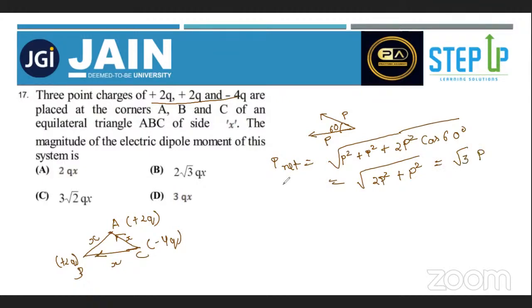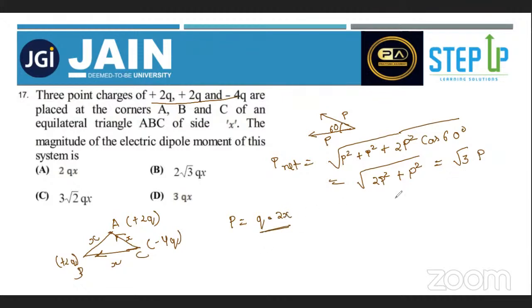Now what will be the magnitude of P? I know that the formula for dipole is basically: I take the charge and I take the distance between them. Right? Distance between them. So I'll write this. So this is what the P value is.